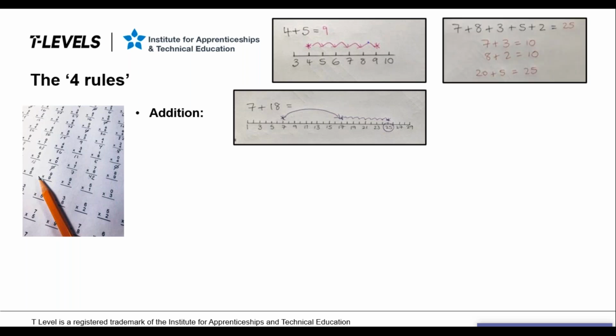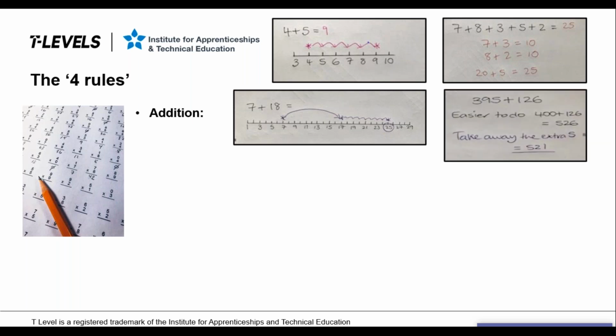We could also use the compensation method. Sorry, this example here looks for numbers which add up to 10. So the 7 and the 3 and the 8 and the 2 is a useful method for mental maths and then just adding on what's left. And then this is the compensation method where you would add something on to make the sum a bit easier, but then remember to take it off again.